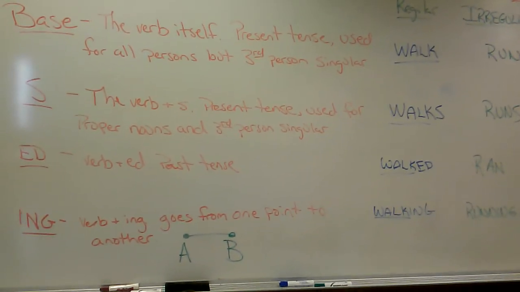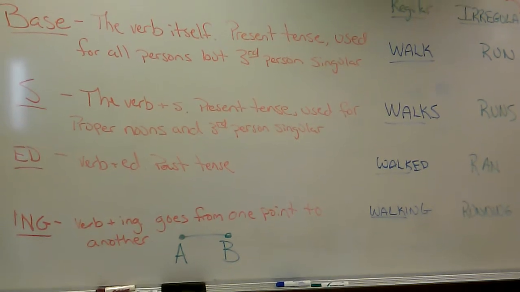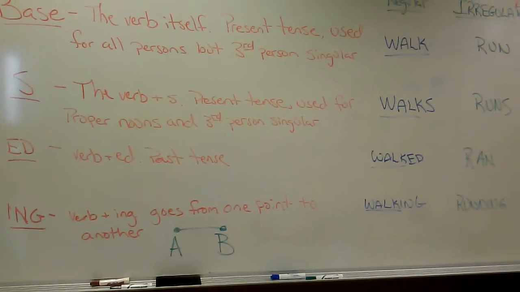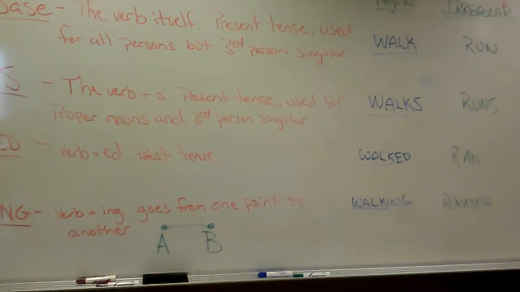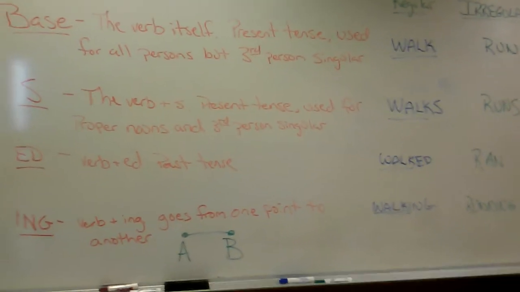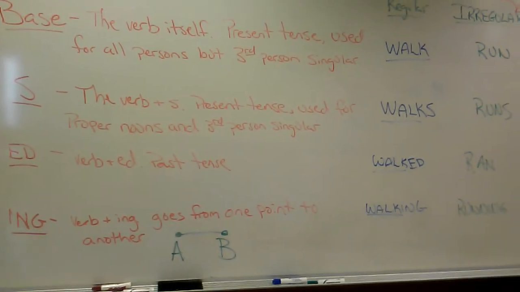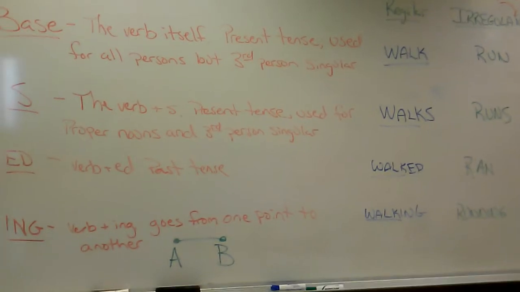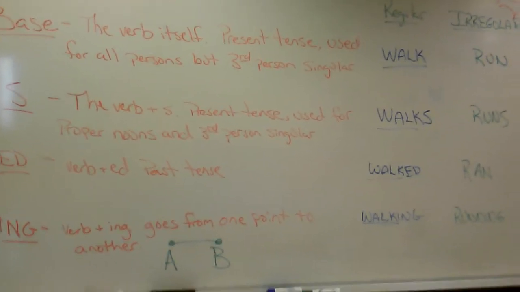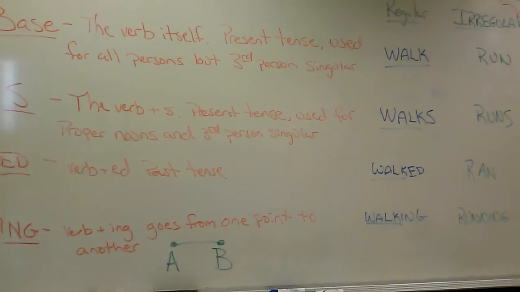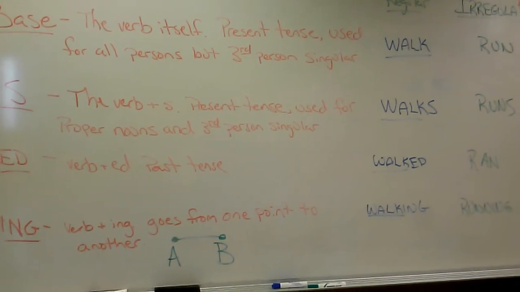Now, the ING form of the verb is the verb with an ING, and it goes from point A to point B. So basically, the action is going from one point to another point. And the example is walking. So you have the base form walk, you have the S form walks, you have the ED form walked, and you have the ING form walking.